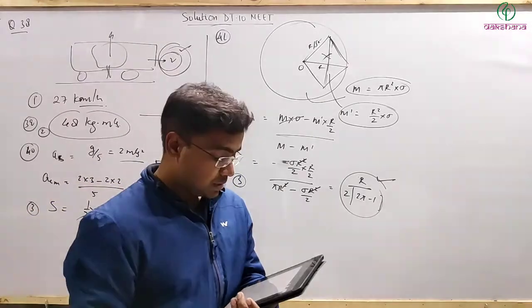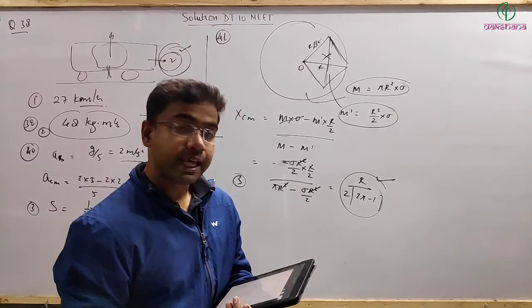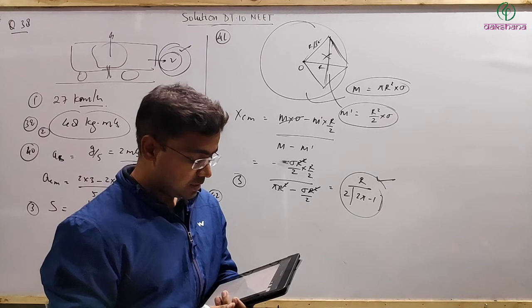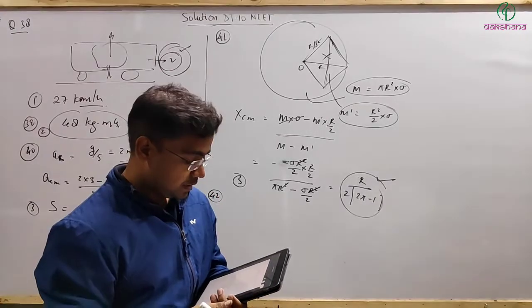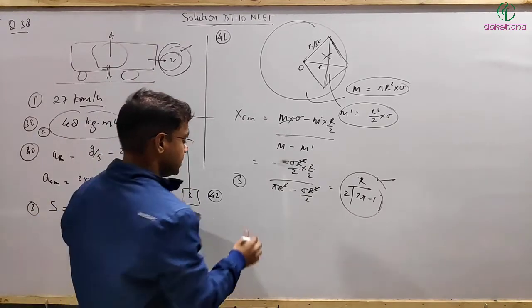A mass per unit length lambda of a non-uniform rod of length L varies with the distance x from its end according to the relation lambda is equal to alpha x, where alpha is a constant. The distance of the center of mass from the same end?